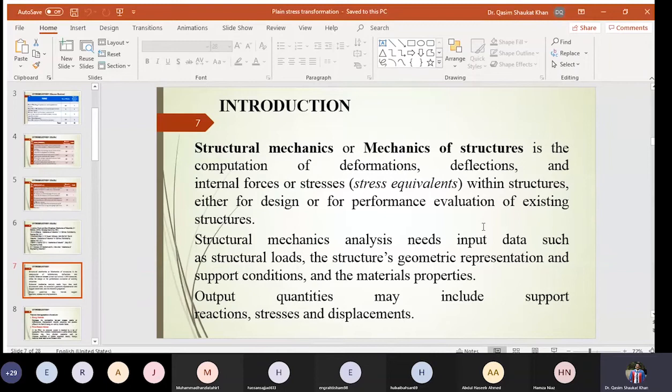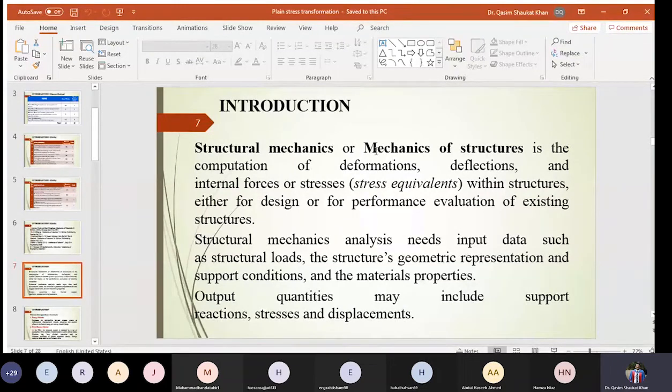Because due to corrosion, carbonation, and acid attacks, your concrete strength reduces over time. So we want to evaluate the existing structures as well. In structure mechanics, you will calculate the deformations and the stresses within the structures, both for the new design of the structure and for the performance evaluation of existing structures. Structure mechanics.